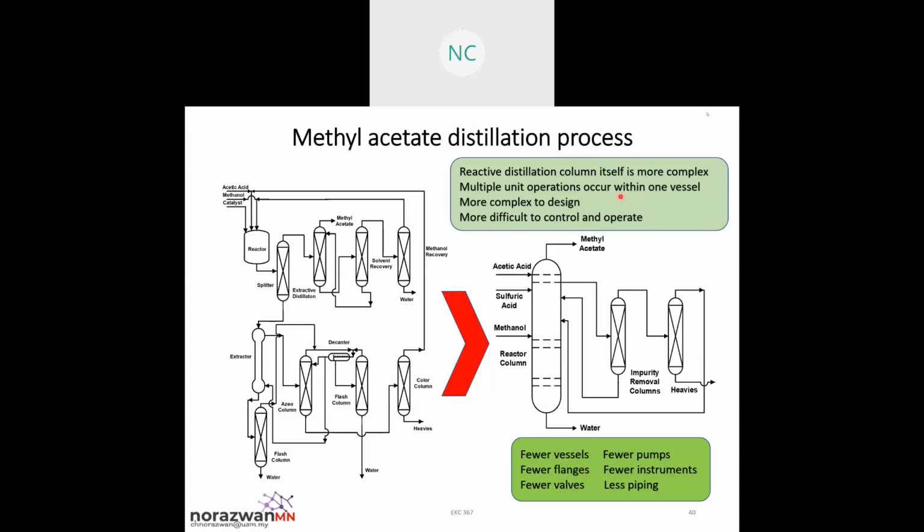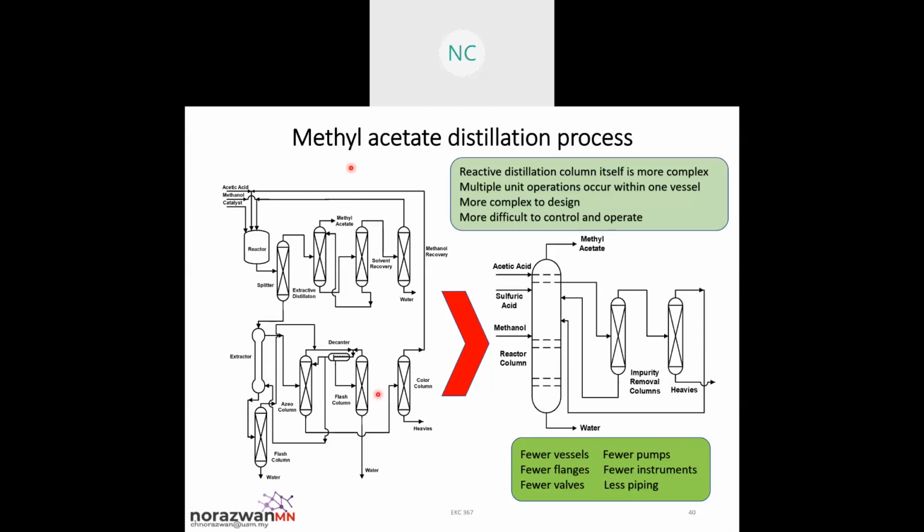This is the methyl acetate distillation process. You have a reactor and a few columns. You see you have 1, 2, 3, 4, 5, 6, 7, and 8 columns. So you have 8 distillation columns, 1 reactor, and an extractor. This is the previous design.